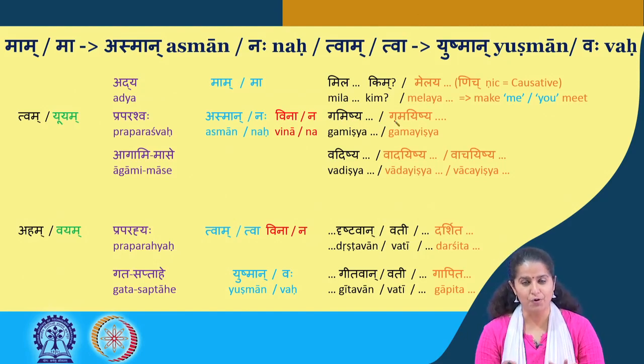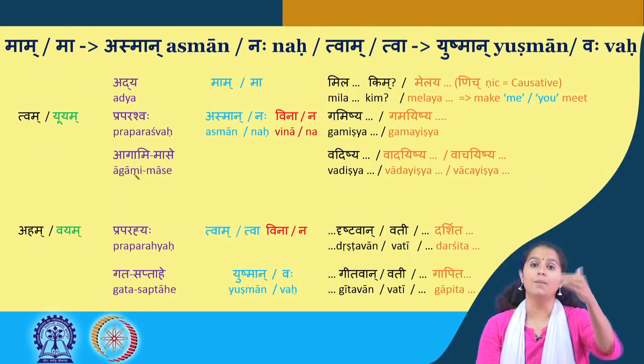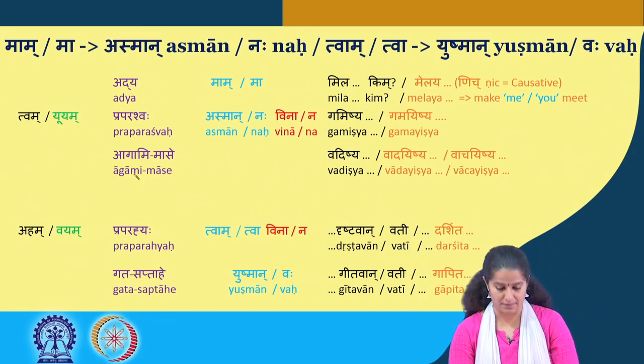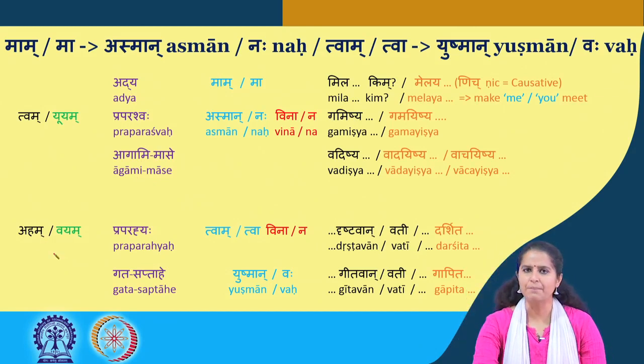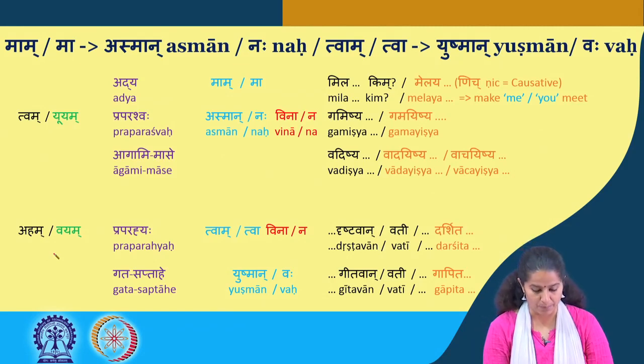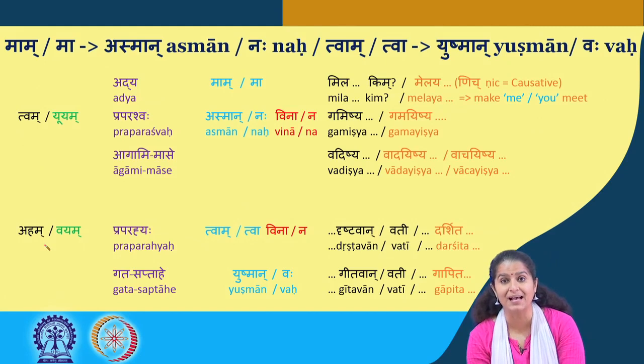Alright, are you following me there? And then you can do the same thing. Will you speak to me? Vadishyasi, na vadishyasi, and agami mase, in the next month. Coming to the lower one, so here we have aham, the same pattern but with the first person now. So aham, the first person as a subject but the second person as the object here.